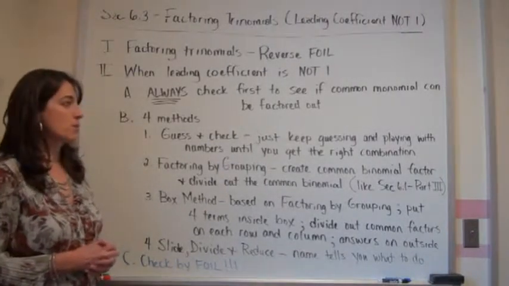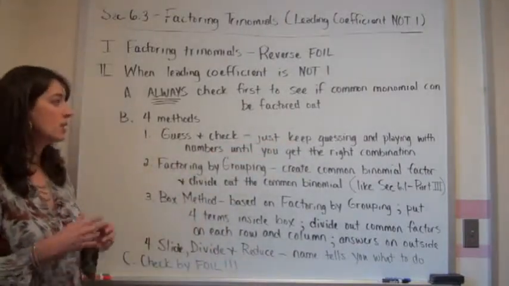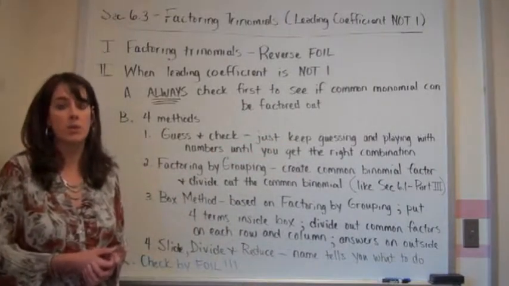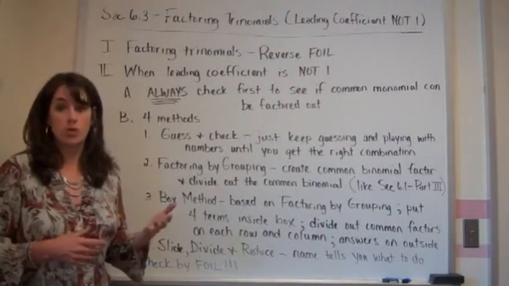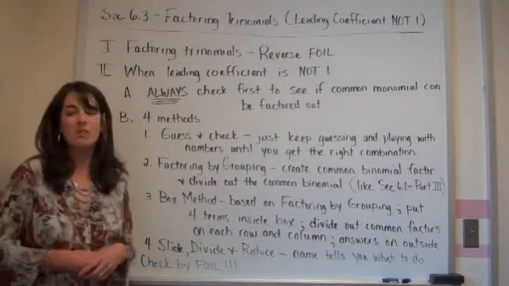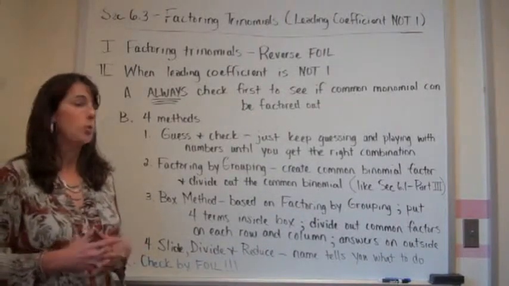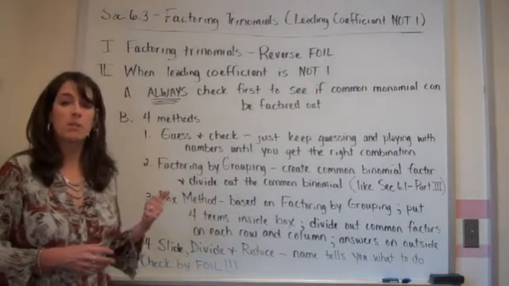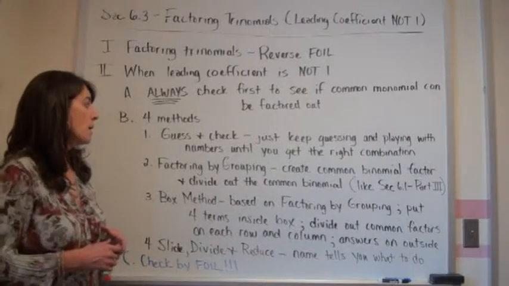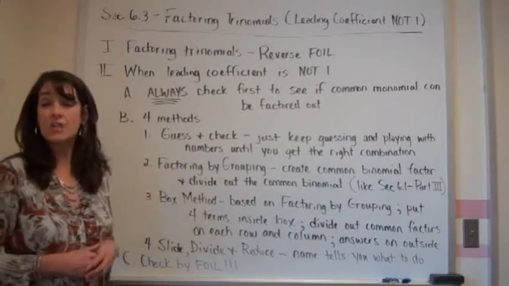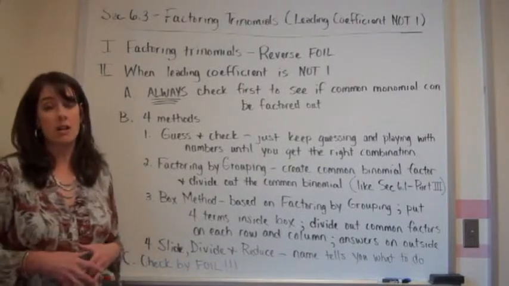And basically what happens with guess and check is you just keep guessing and you play with number combinations until you get the combinations right within the double parentheses so that when you check it by FOIL, you have what you started with. Guess and check sometimes can be a little long, it can be a little tedious, but with the practice you get very, very good at number sense. But there is a lot of guesswork to it. So the next 3 methods eliminate a lot of that guesswork.